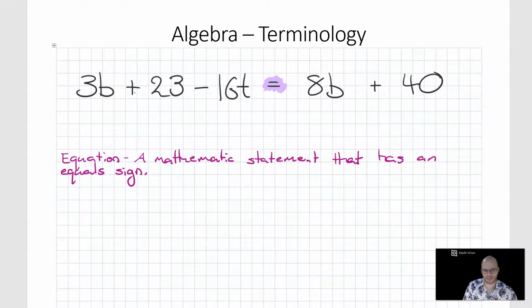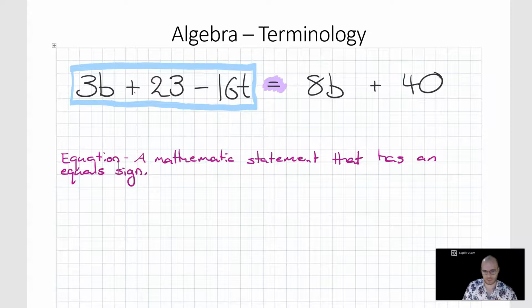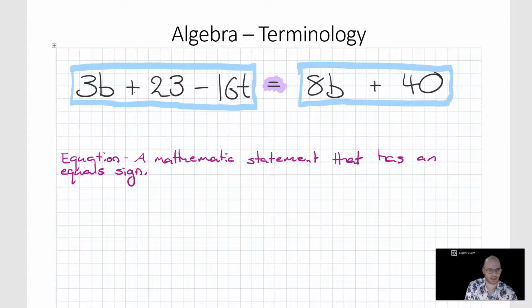Notice on the left hand side and the right hand side we've got these two other mathematical statements, and these statements also have a name assigned to them. So we've got this statement here and this statement here. These statements have a name, and it's called an expression. Basically an expression is a mathematical statement that does not involve an equal sign.